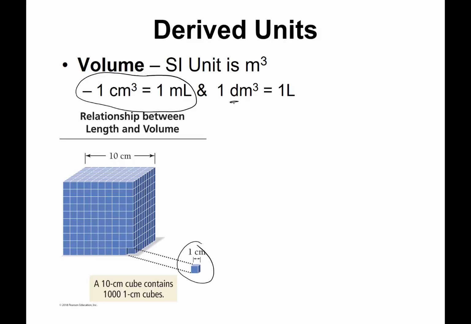Okay, and if you remember the deci, there are 10 centimeters in 1 decimeter, so this distance here is also 1 decimeter. Okay, and so therefore 1 decimeter cubed is equal to 1 liter.